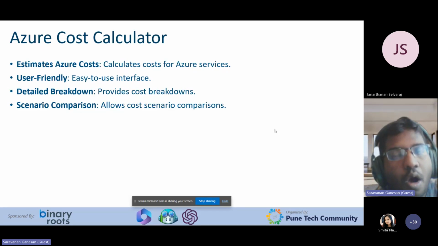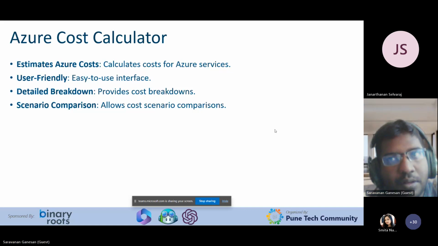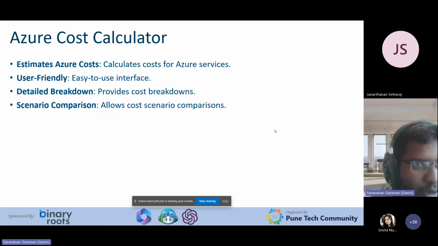So how much cost it will consume, for example, if my devices are sending around 1 lakh messages per day. For that, which tier of Azure IoT Hub can I take, like that and all. If they ask, in that case I can give them an estimate by using this Azure Cost Calculator.